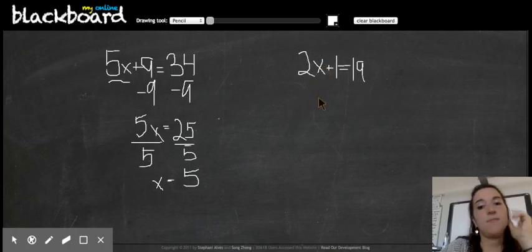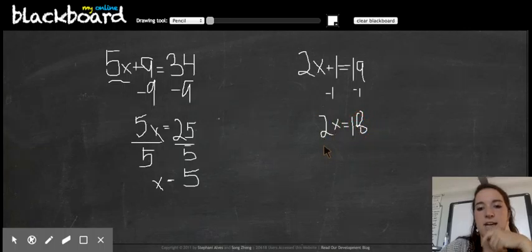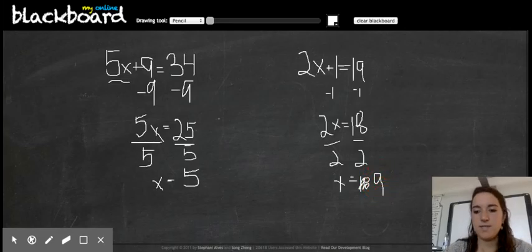For our second one, we have 2x plus 1 equals 19. What can I do on both sides? The first thing I can do is subtract 1, which leaves me with just 2x equals 18. And now what can I do? Trying to get x by itself, so I can divide by 2, which leaves me with x equals 18. Hope you guys caught that mistake. X equals 9, because 18 divided by 2 is 9. Try the last problem independently.